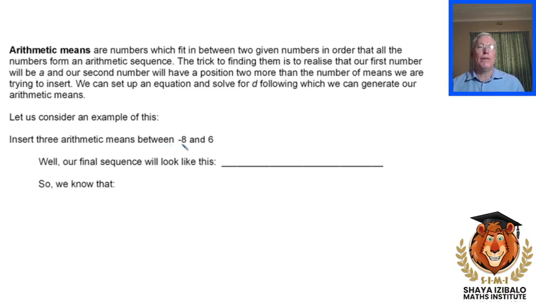If we wanted to insert three arithmetic means between -8 and 6, so we've got -8 over here, and then we want to put three numbers in between. And then we're going to have our 6. How many terms will we end up with altogether? We'll end up with 5 terms. This is going to be our 5th term. Do we know A? Yes.